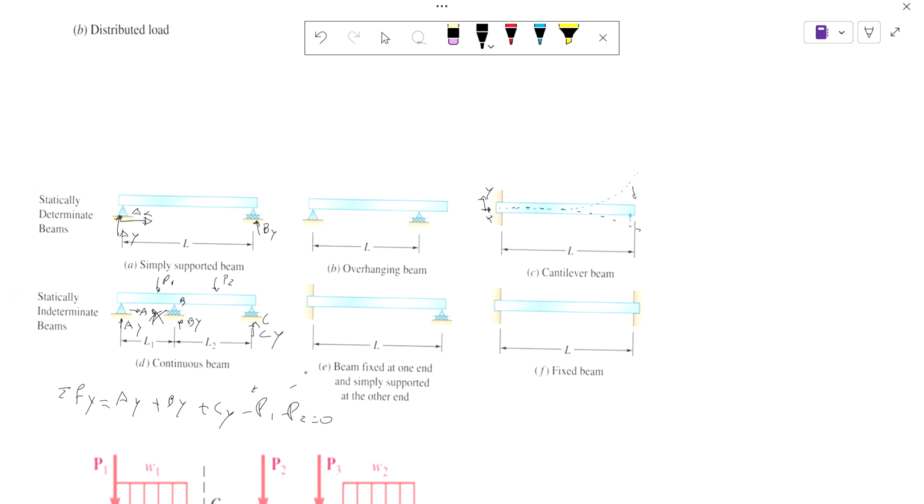And then say we do a moment around A. Then we have, this is L1, this is L2, this is the distance between A and B. Basically what I'm getting at is that you're going to have two forces, B and C, that are unknown. So you have three unknowns and two equations. So this is an indeterminate beam, because you don't know the forces at By.